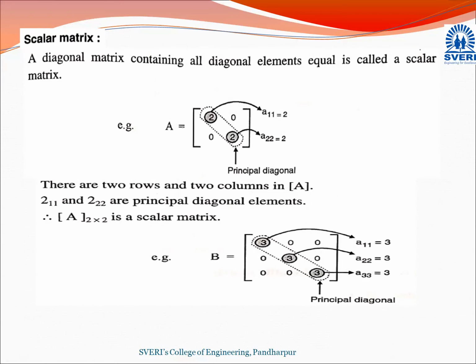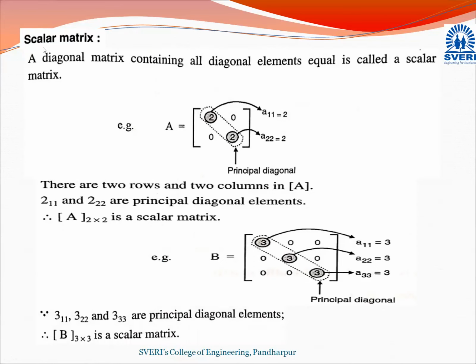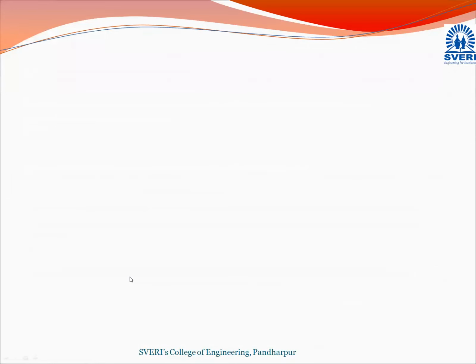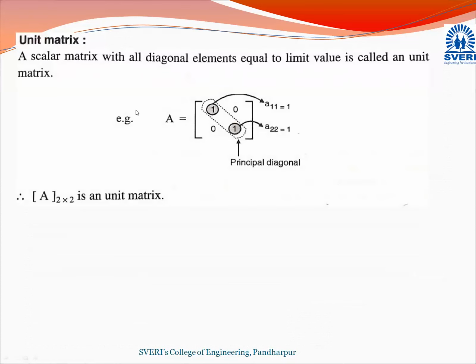If you take the next example, matrix B, all diagonal elements are 3. Other than these principal diagonal elements, the rest are 0. So such type of matrix is called a scalar matrix. Then the unit matrix. A scalar matrix with all diagonal elements equal to 1 is called a unit matrix, or this is also called an identity matrix. Means the diagonal elements should be 1.